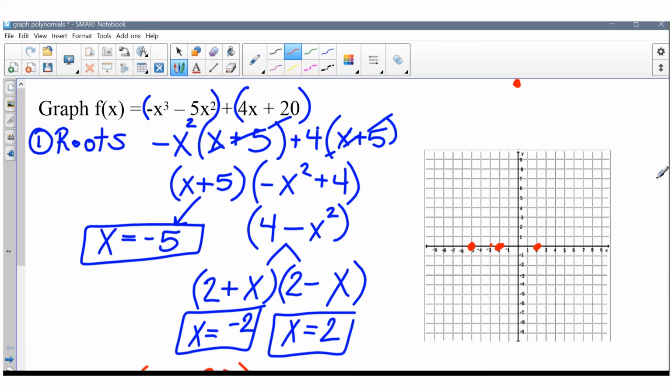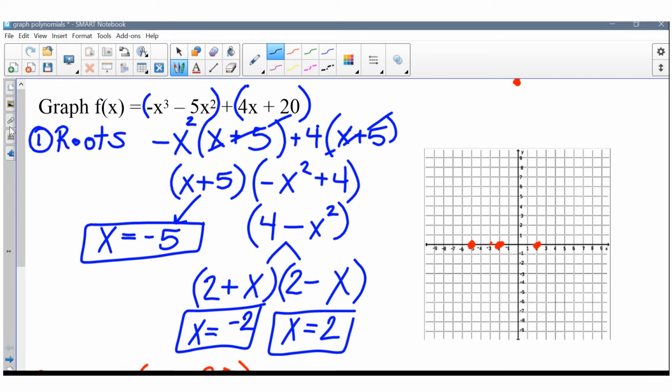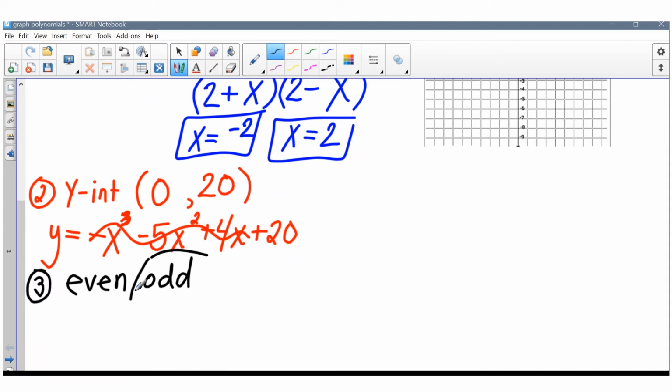Now, step number 3, discuss the end behavior here. So you have 2 decisions you have to make. This is either an even or an odd function. So let's look at the highest exponent. Your greatest exponent is 3. And is the number 3 an even number or an odd number? Odd. Good. So that means that this is an odd function.